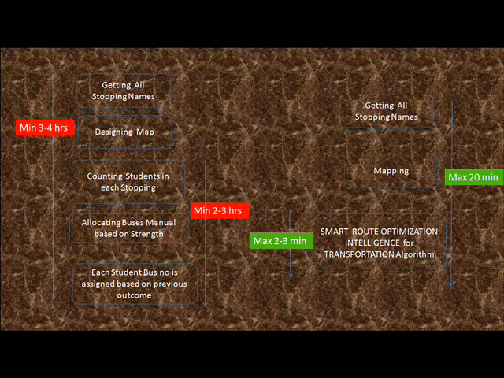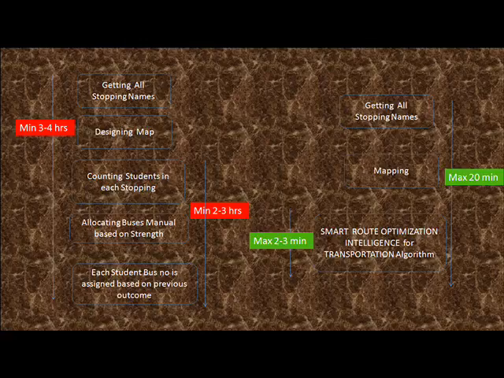In this schematic diagram, you can clearly understand there is a huge difference between doing it manually and going with the SROIT algorithm. When you do it manually, first the main task is to get all the stopping names, and in turn you have to design a map or a route, and then you have to count the students at each stop, and allocating the buses manually based on the strength will be a very hectic task. And at last, each student's bus number is assigned based on the previous outcome, which is not at all a feasible way, because every day it keeps on changing.